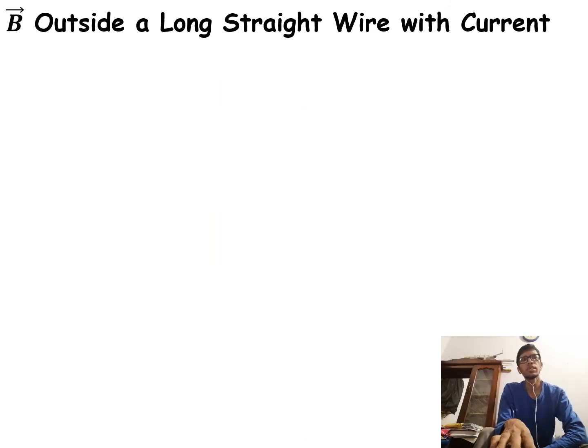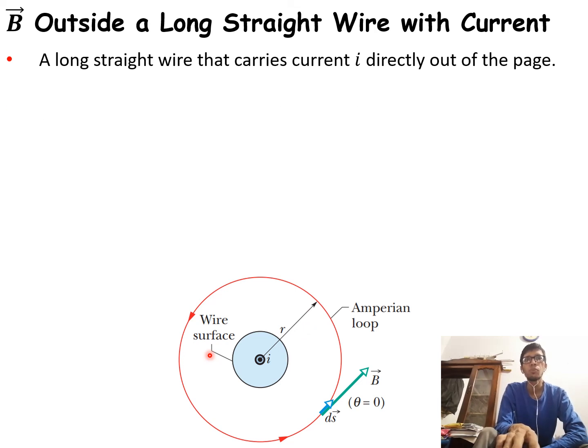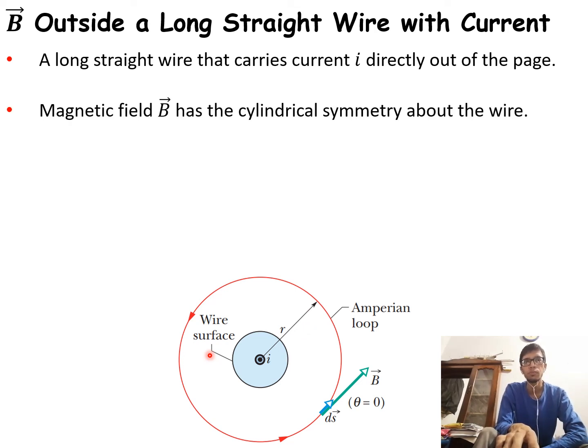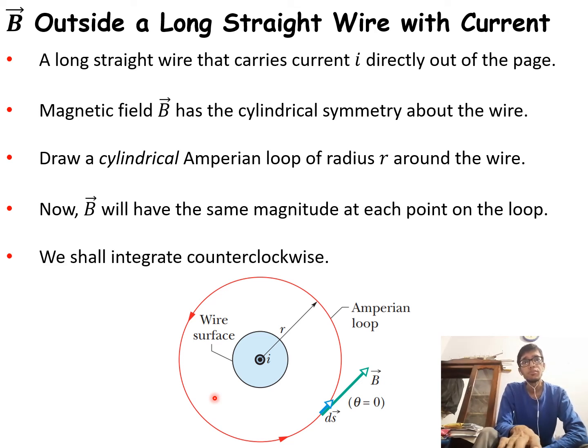Just understand it with an example. We have to find the magnetic field outside a straight, definitely current carrying, wire. The current carrying wire is shown here, this wire I. So draw an Amperian loop of radius r. The magnetic field would be the same at all points upon the line element r. As the wire is cylindrical, this loop is also cylindrical. Now integrate counterclockwise, to retain the positive direction.